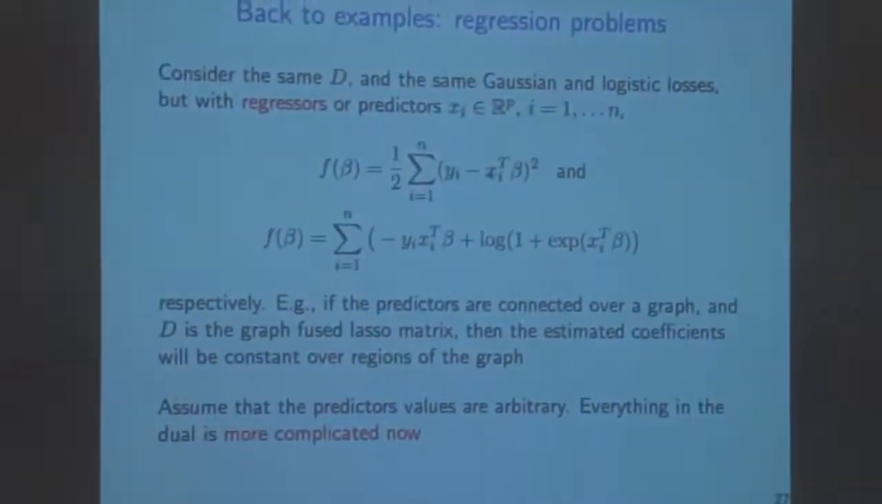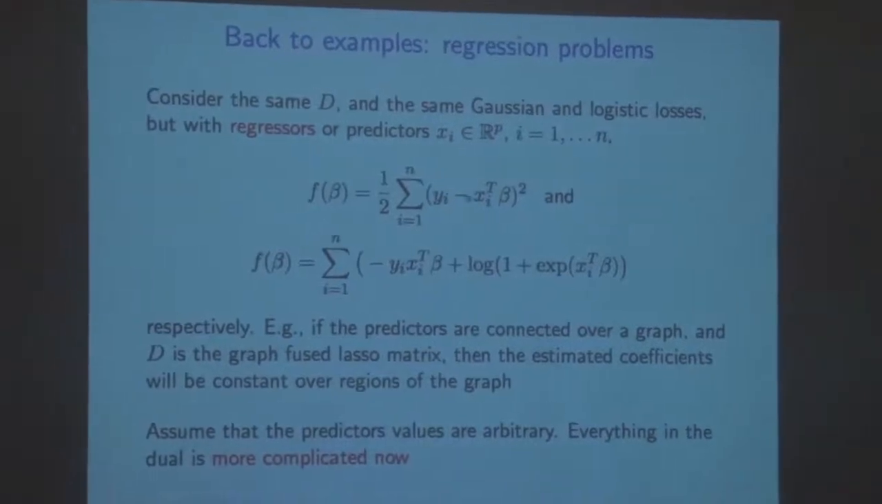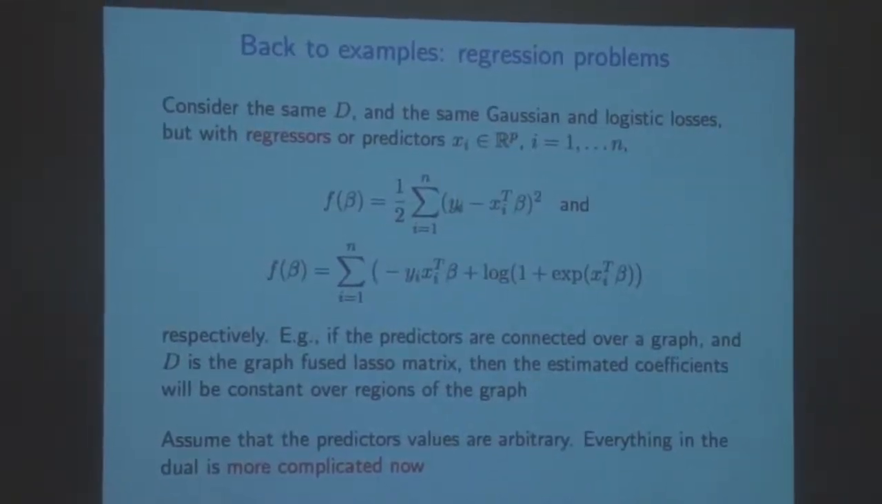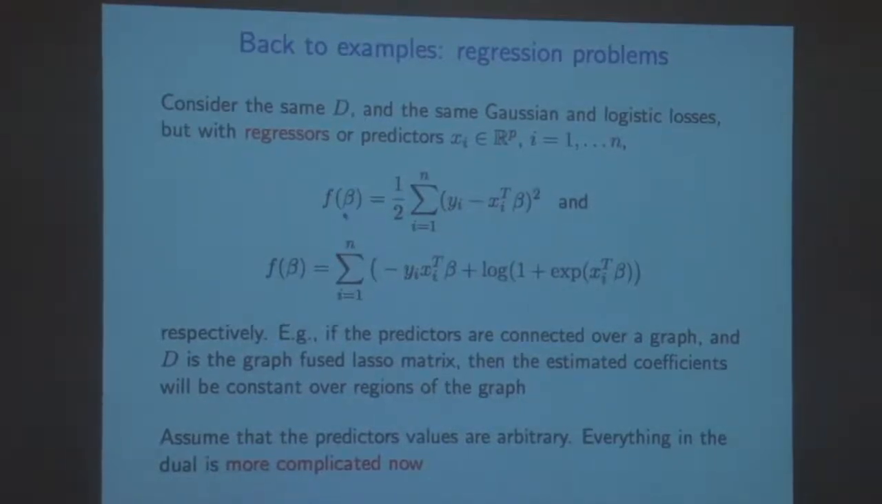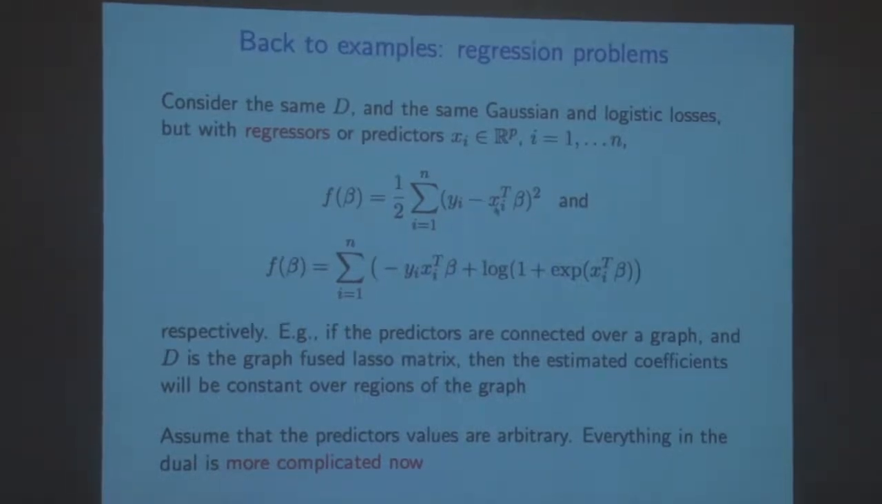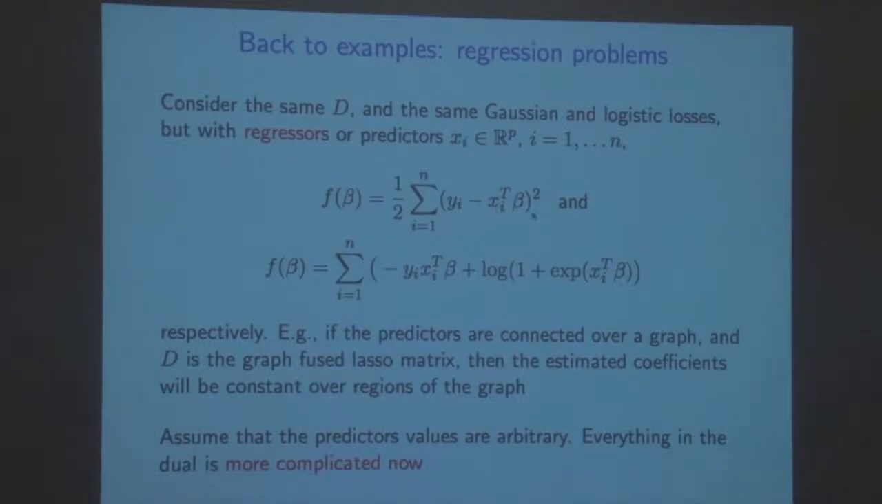So let's suppose that we changed the problem now, and we are interested in performing one of these generalized lasso estimation problems, but we had regressors. We had predictor variables. Instead of just observing a sequence of observations, we observed pairs of observations and features. So let's change the Gaussian loss from the sum of (yi minus beta i) squared to yi minus the inner product of our feature vector xi with coefficients beta, and similarly for the logistic loss. So these are regression cases. This is like doing linear regression with a generalized lasso regularizer and logistic regression with a generalized lasso regularizer.